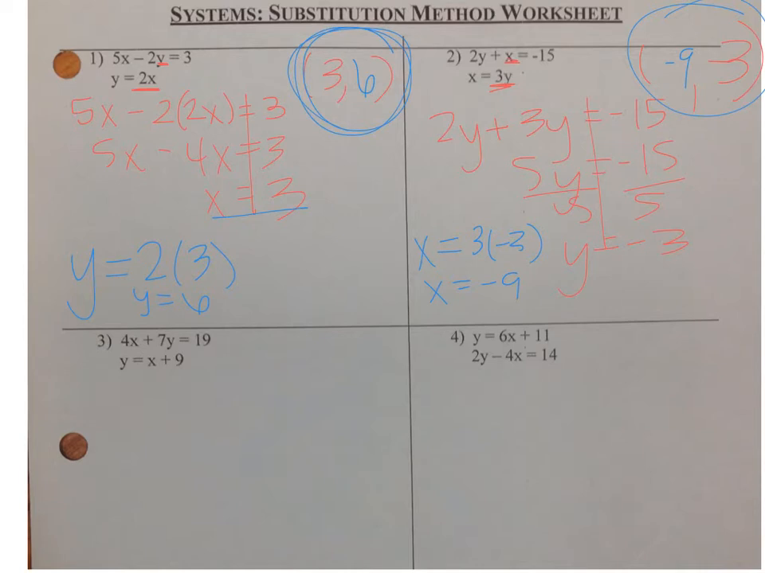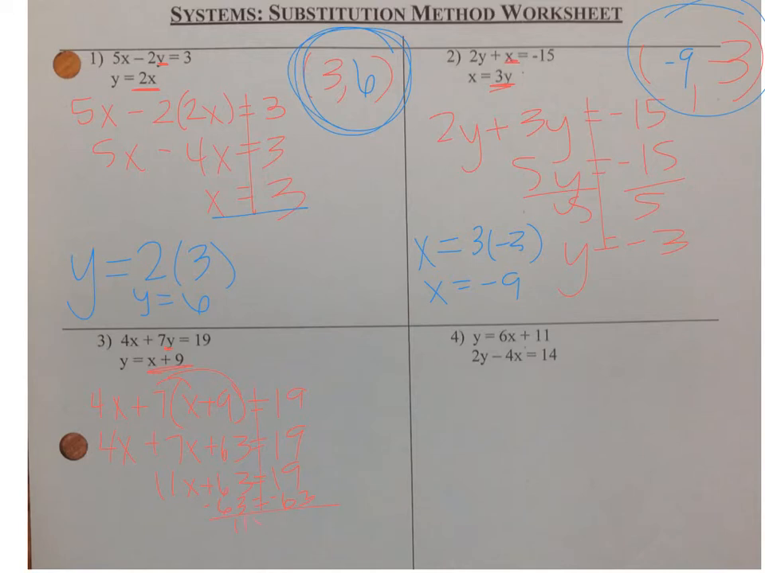They start to get a little bit harder because instead of just 2x or 3y, we have an addition problem that's going to go in place of the y. So 4x plus 7, and instead of 7 times y, it's 7 times x plus 9 equals 19. So distributive property, 4x plus 7x plus 63 equals 19. 11x plus 63 equals 19. We're going to subtract 63 from both sides, and I'm running out of room.